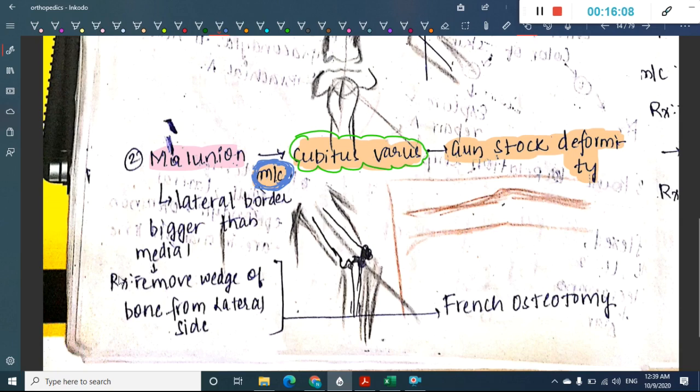Then what is the treatment here? The treatment is mainly to remove a wedge of bone from the lateral side, and that is called French osteotomy. So we do French osteotomy for cubital varus deformity. Right? Next.